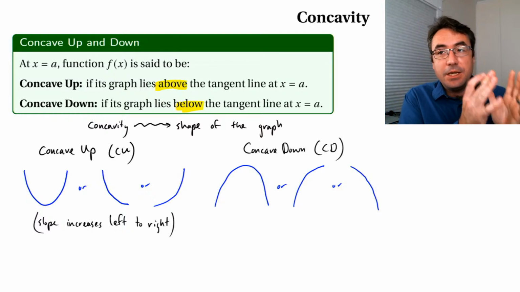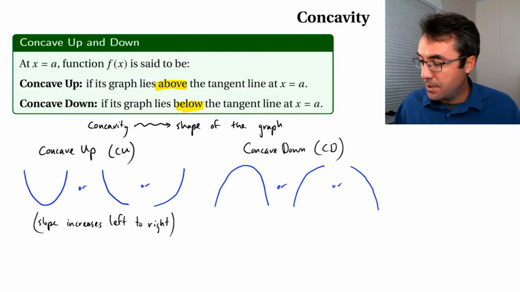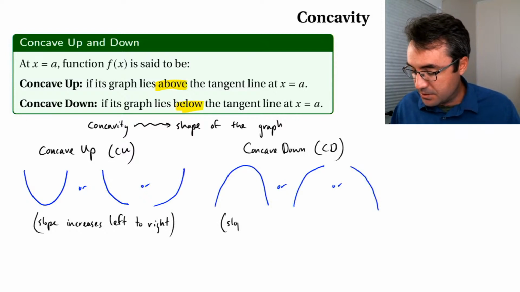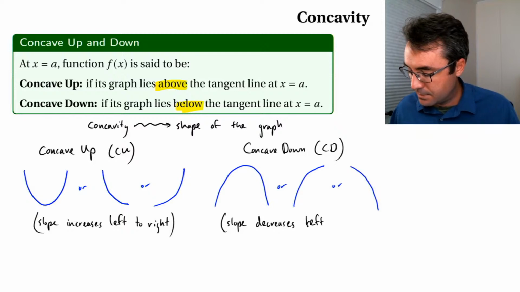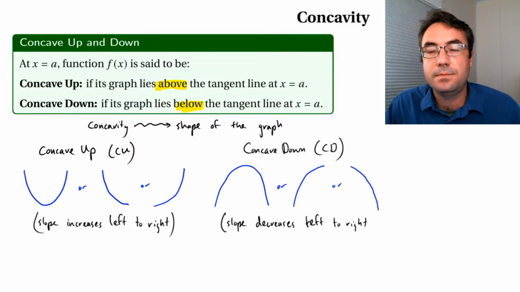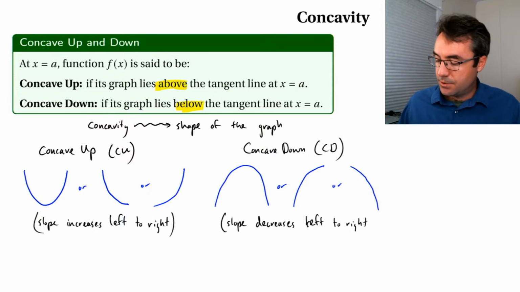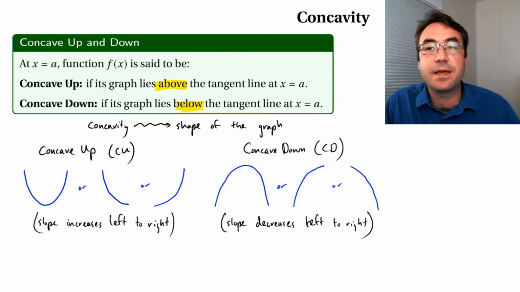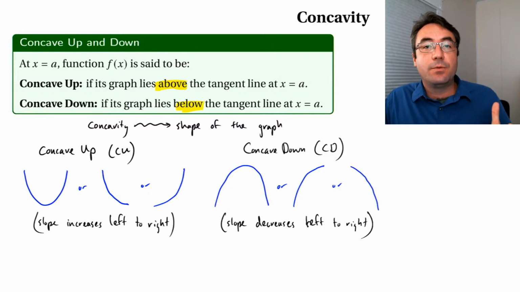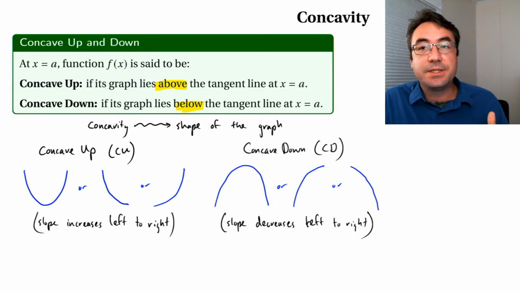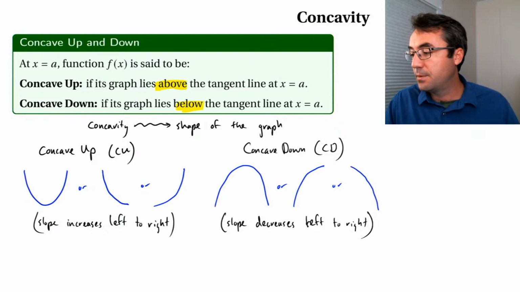And if we were to read each of those graphs left to right, what we'd be seeing is that the slope of our tangent line is decreasing as we go from left to right. So just another way to characterize concave down is our slope is decreasing as we go from left to right.